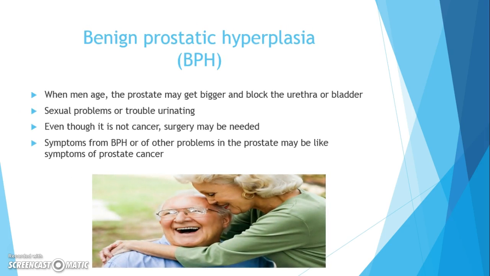Benign prostatic hyperplasia: when a man ages, the prostate may get bigger and block the urethra or bladder. This can cause sexual problems or trouble urinating. Even though it is not cancer, surgery may be needed. Symptoms from BPH or other problems in the prostate may be like symptoms of prostate cancer.